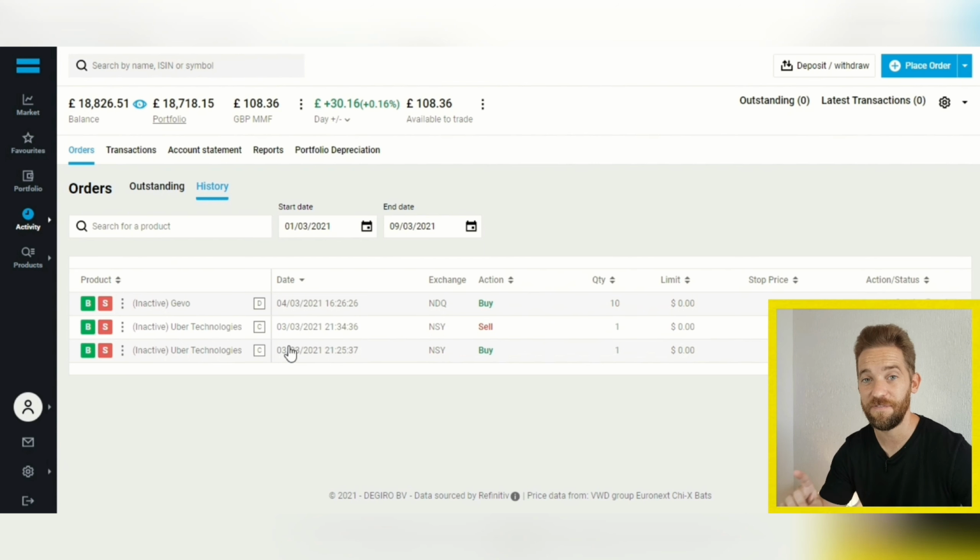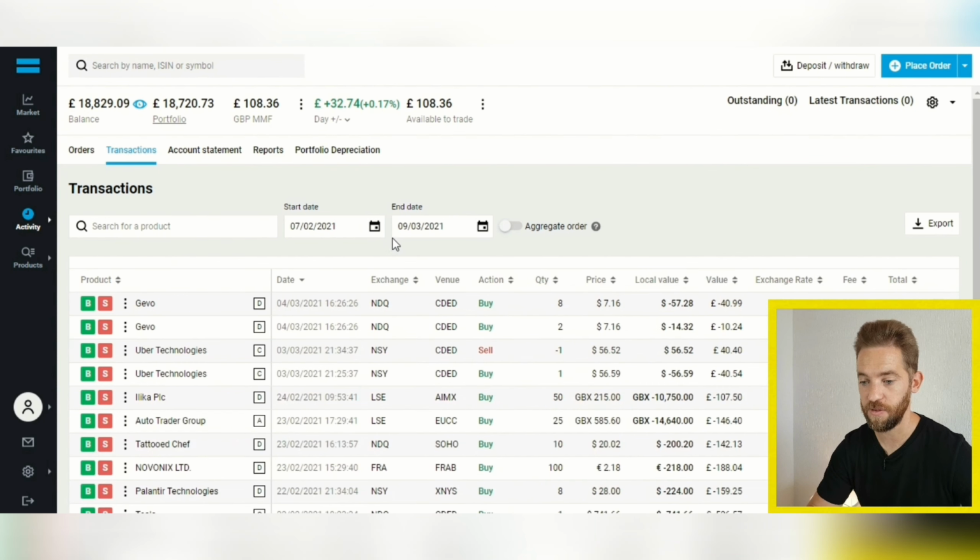Doesn't mean that they were filled, these orders. They just mean that you placed the orders. They might not have actually been successful. If you want to look at orders that were filled, switch across to transactions. Again, you can date range, and you've got a list of all the transactions that you've made in here.